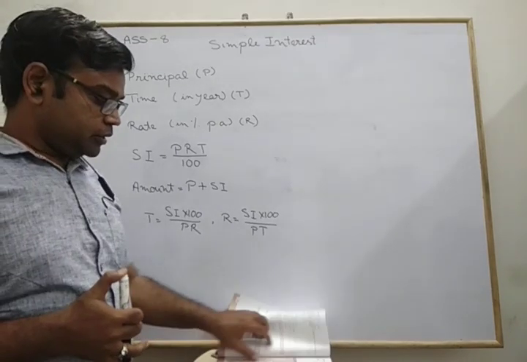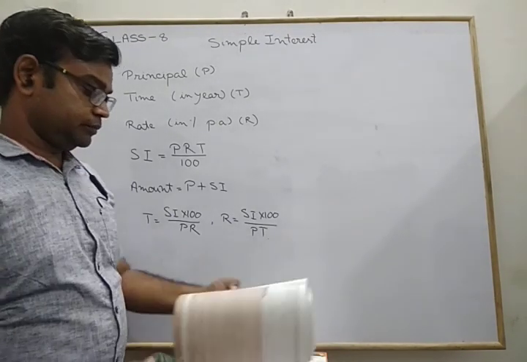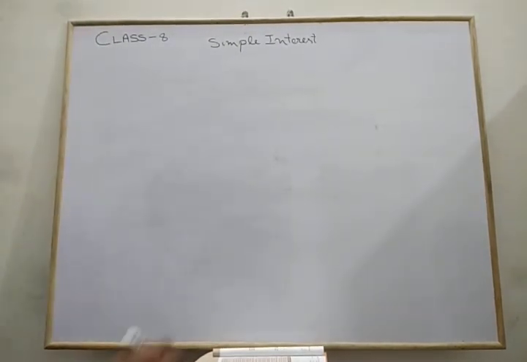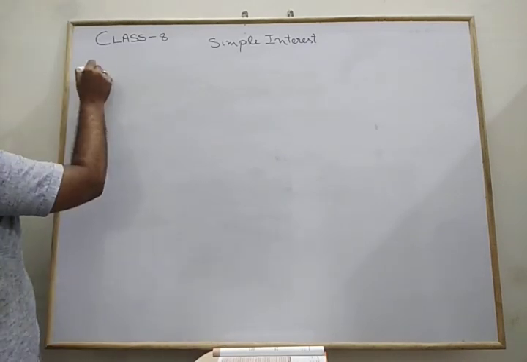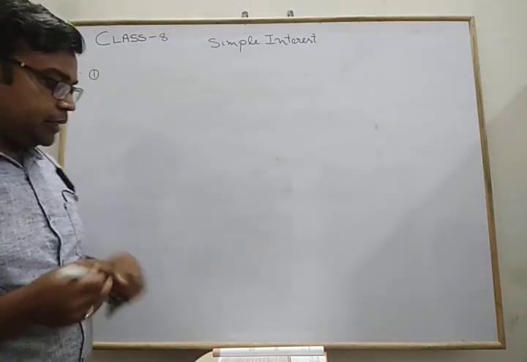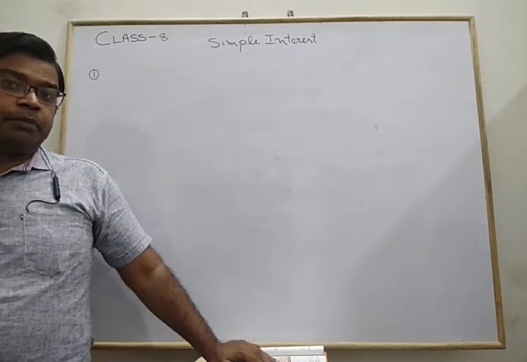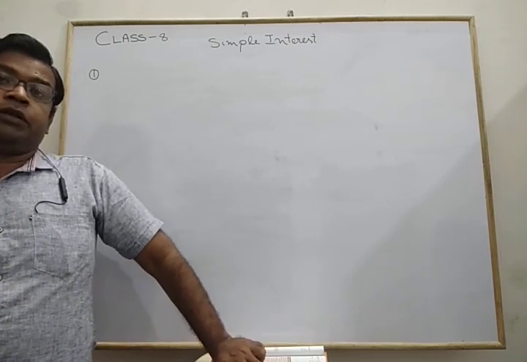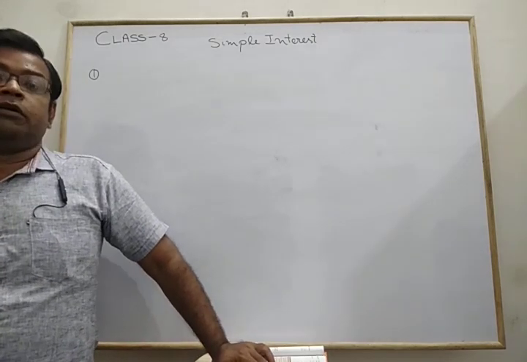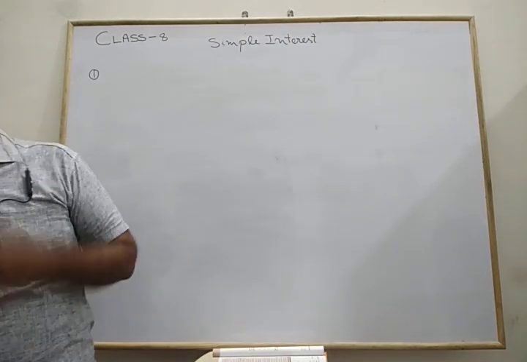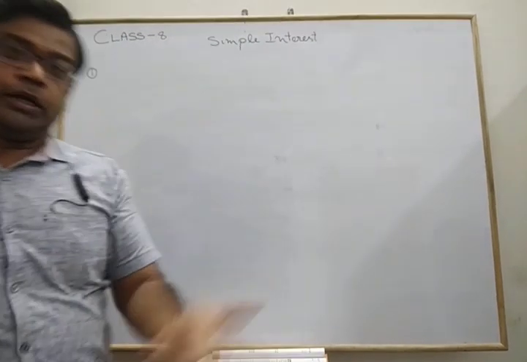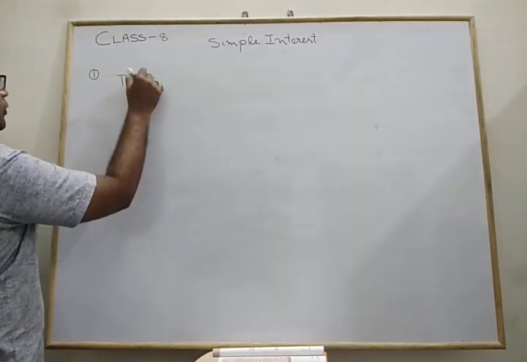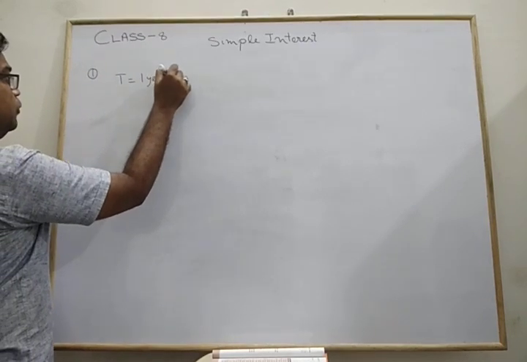Today we are going to discuss only 4 or 5 questions of your exercise. First we discuss the first question so that your topic is clear. It says: what is the simple interest for 1 year 4 months on a sum of rupees 25,800 at the rate of 14%? What is given? As usual we write the given things. Time is given first. So time equals 1 year, 4 months.